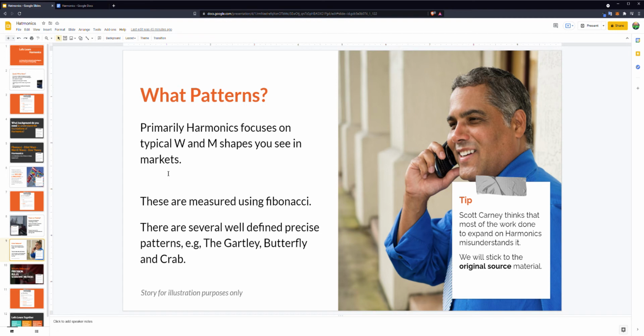Is that a BlackBerry? Aye, it's a BlackBerry there. Is it? Nah, it's a rubbish Nokia. Is it a Nokia? Yeah, on the way out back in the day. Anyhow, what patterns have we got here?